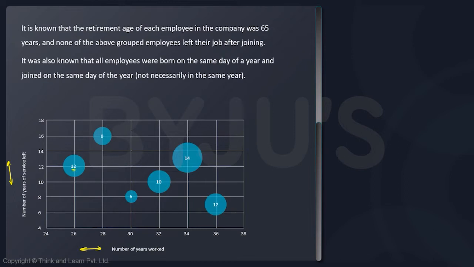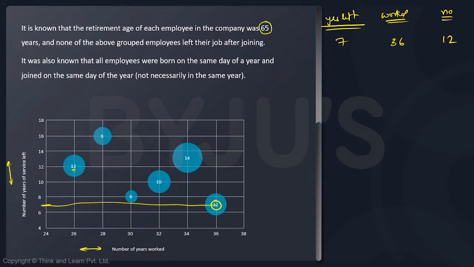So if you start, this middle number talks about how many people are like that. So what it means is, if you take this 12 here, survey years left and worked and number. So these 12 people have worked for 36 years and they have, it is in between. So 7 years left for retirement if they can continue in the company for 7 more years. And remember, everybody retires at 65 years of age.